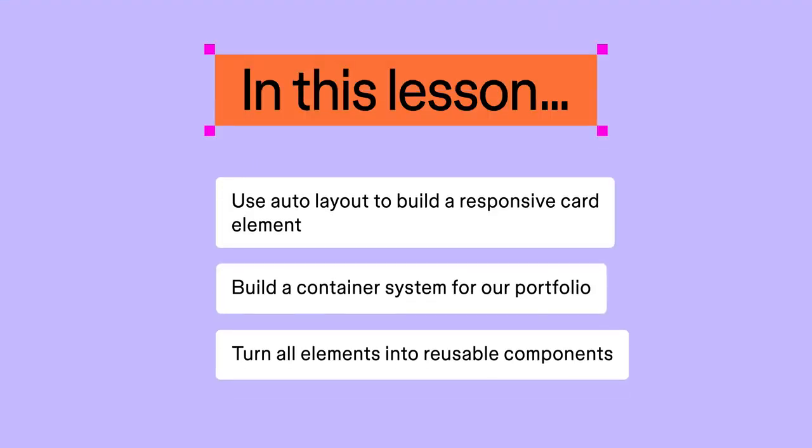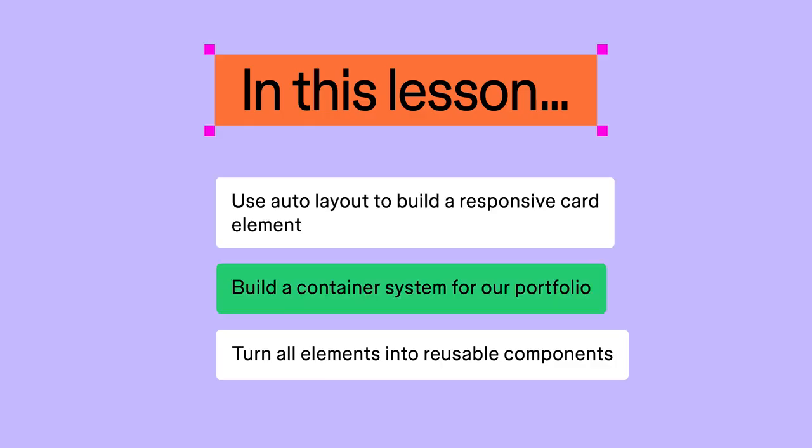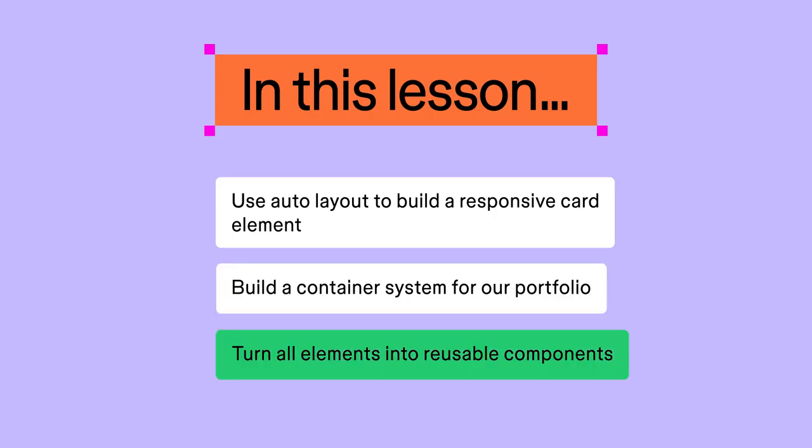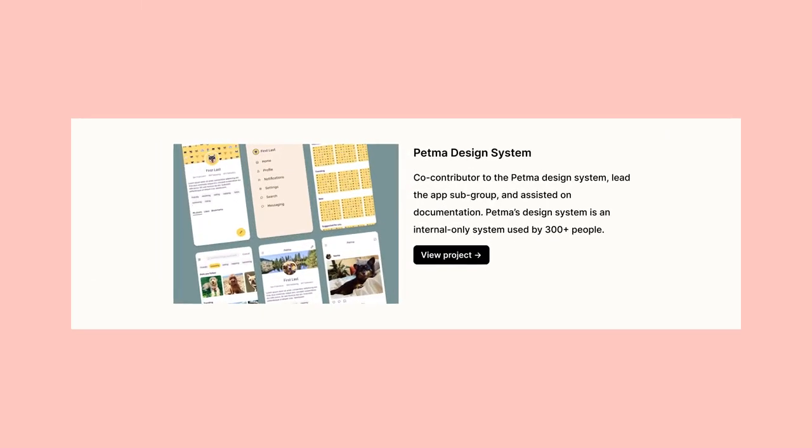Welcome back. In this lesson, we'll use auto layout to build a responsive card element for our portfolio's landing page. Then we'll revisit the elements we built in the previous lessons and apply auto layout to them to build a container system for our portfolio. Finally, we'll wrap things up by turning all of the elements into reusable components. We'll start by building the card element.